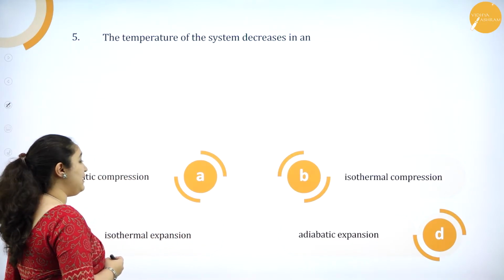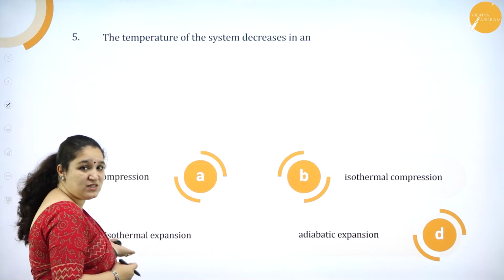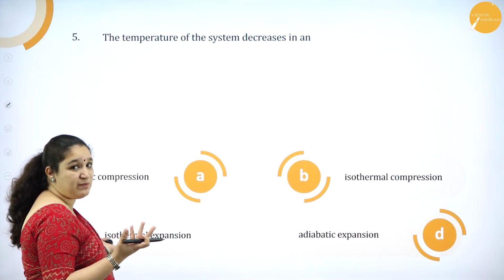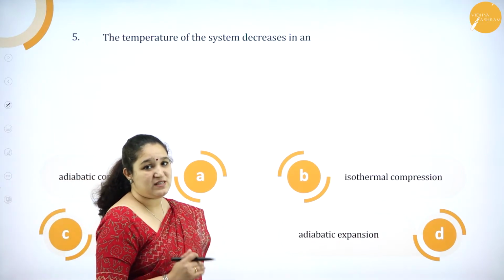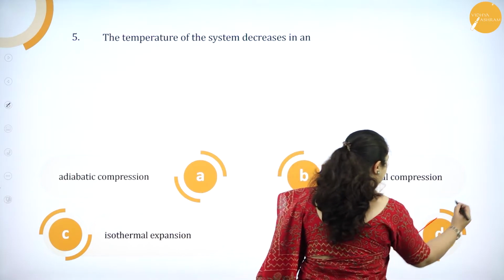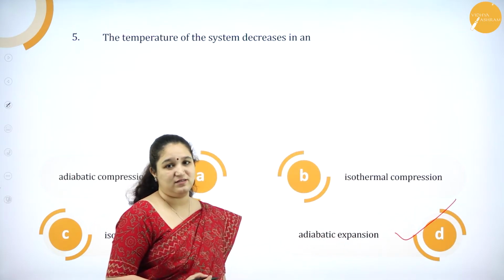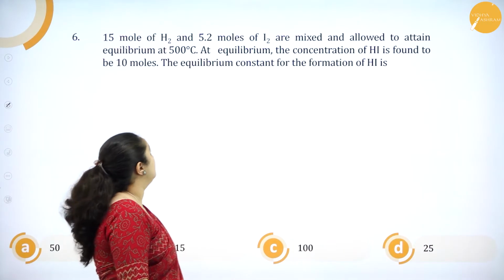And which kind of expansion can it be? Can it be isothermal expansion in which the temperature is changing? No, isothermal means temperature should be constant. So it should be adiabatic expansion. So option D is the correct answer. We'll go to the next question.